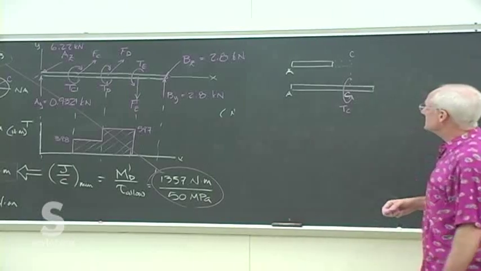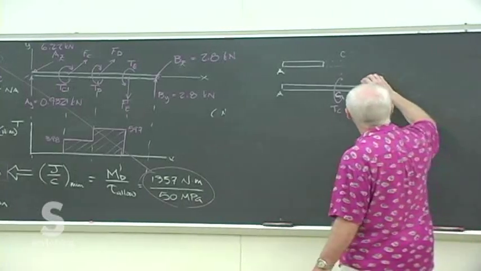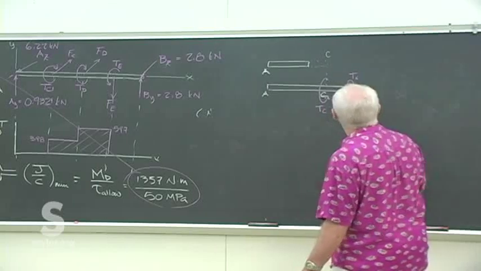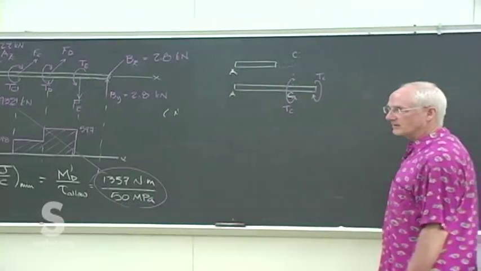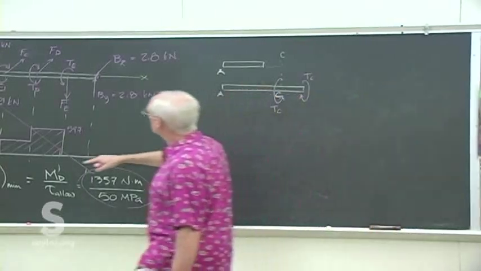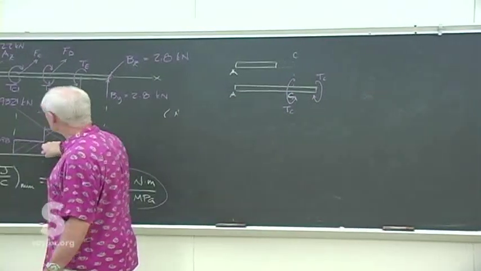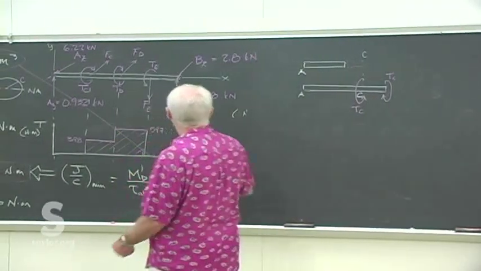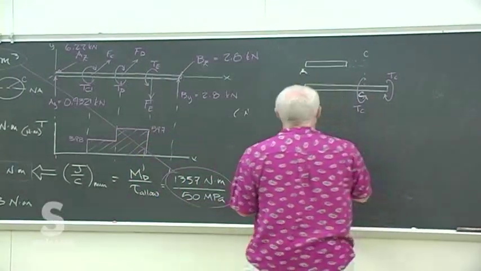There's TC there. There must then be an internal torsion of the same amount all the way between C and D. So that's why it's constant there. There's no other power being taken off or put on. And then we do the same thing one more time.